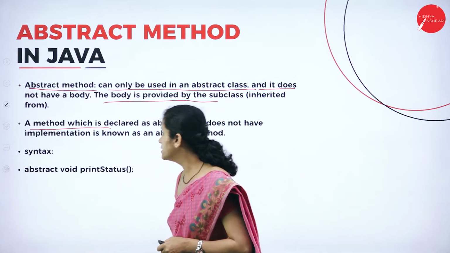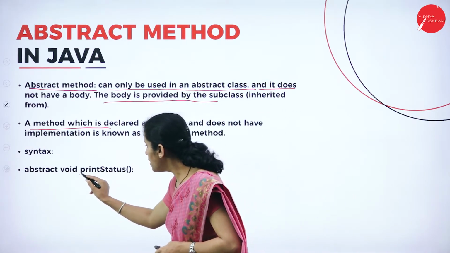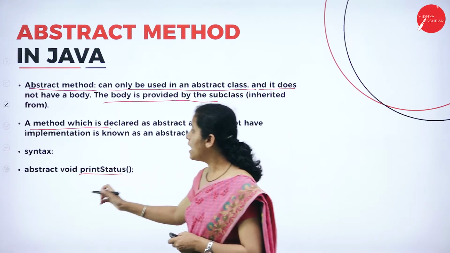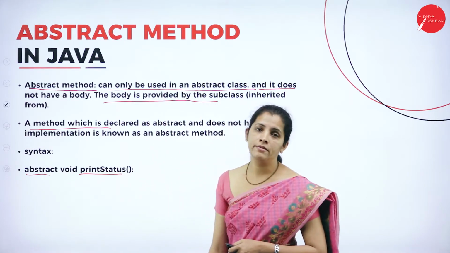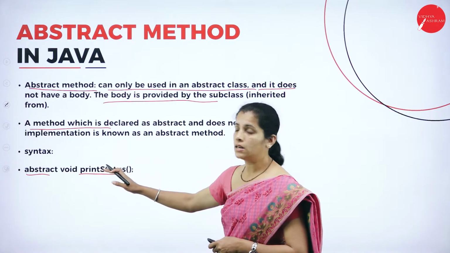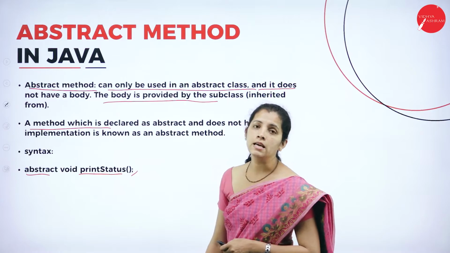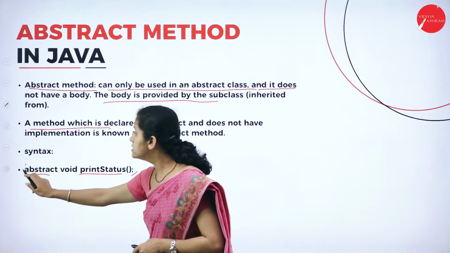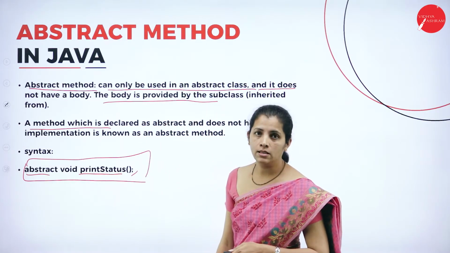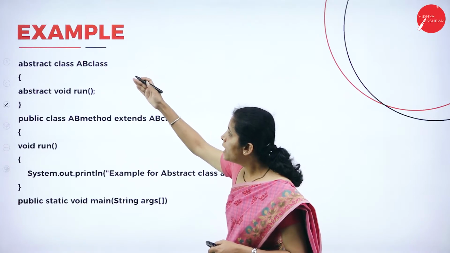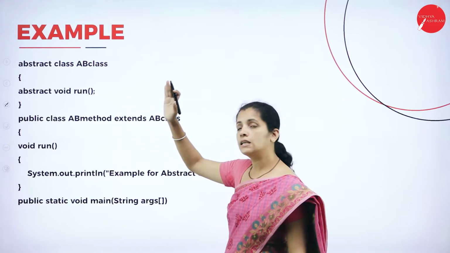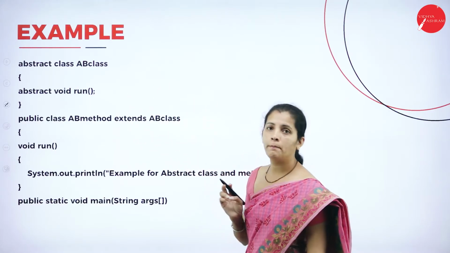Now this is the example. Think that I'm having a method called print status, and I'm going to use the keyword abstract to indicate it is an abstract method, and here I'm going to place the semicolon. This is the example for an abstract method. Now I'm going to have a simple program to illustrate abstract class as well as abstract method.